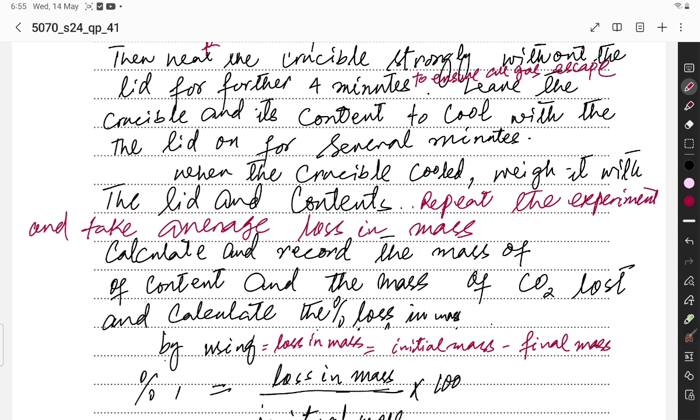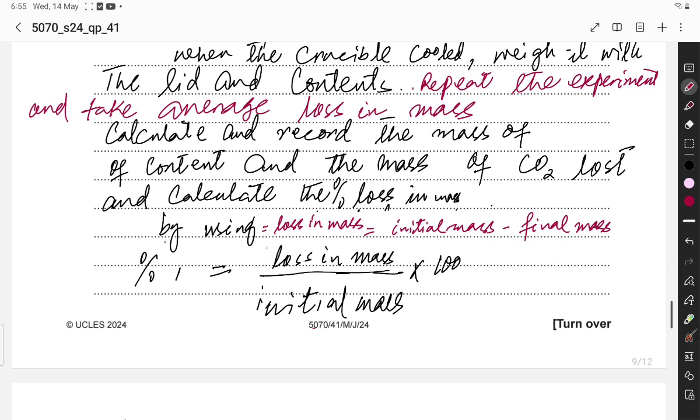Calculate and record the mass of the contents and the mass of carbon dioxide lost, and calculate the percentage lost by using loss in mass equals initial mass minus final mass, and percentage loss in mass equals loss in mass divided by initial mass times 100.